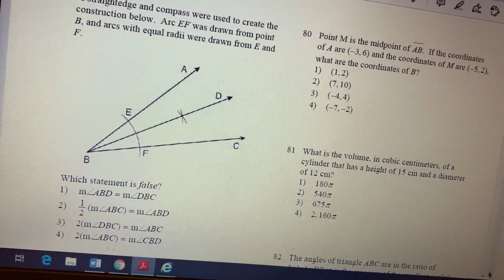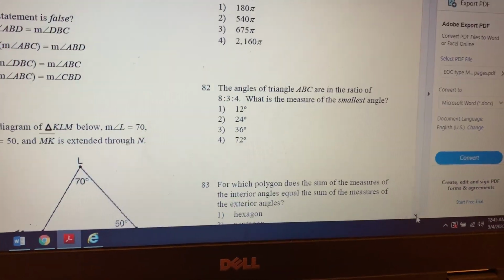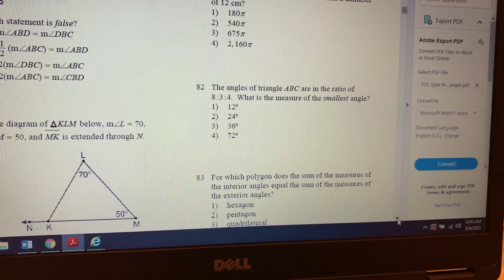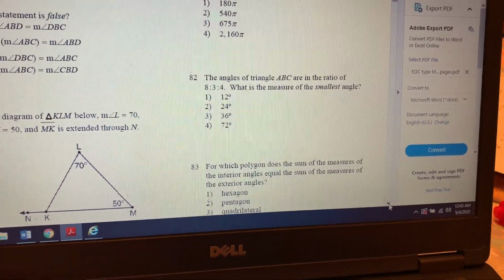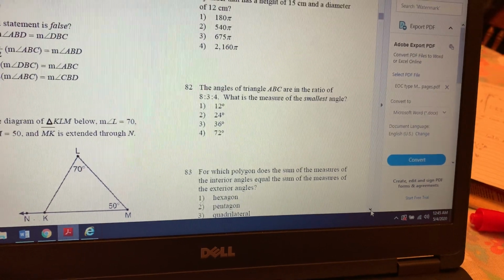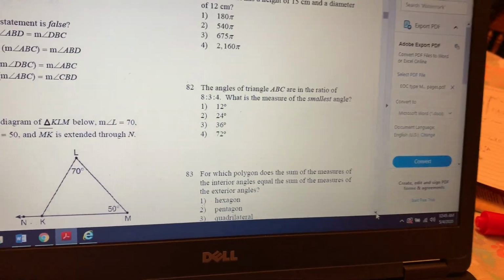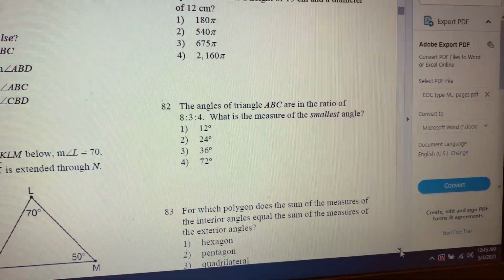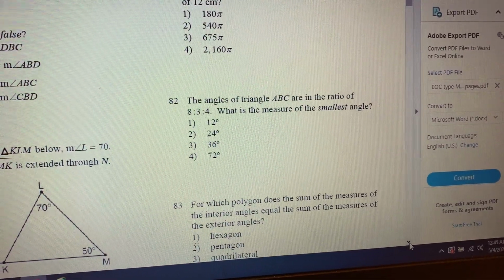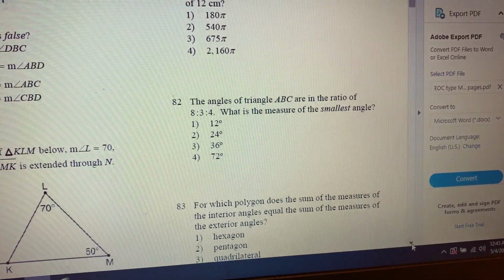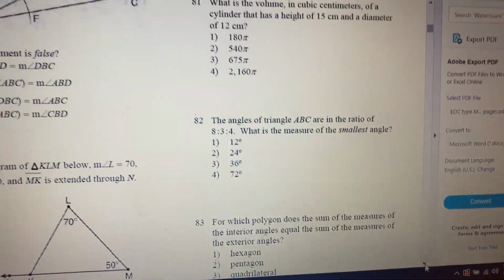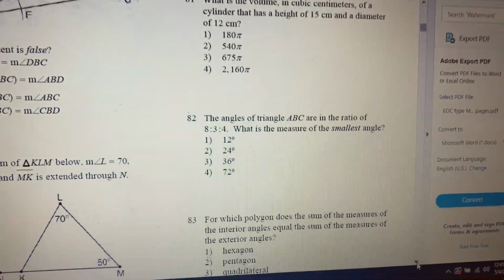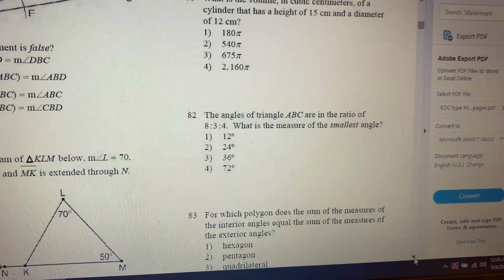Alright, 82. The angles of a triangle ABC are in the ratio of 8 to 3 to 4. So, again, we didn't tackle a problem quite like this, but if y'all know anything about the ratios, it's divided up into that many parts, all right? So we got to add those numbers up, which is 15. So there's 15 total parts that the angle is divided up into.